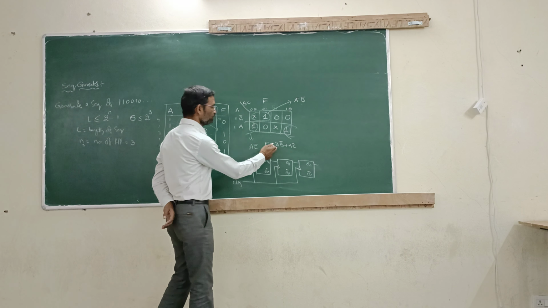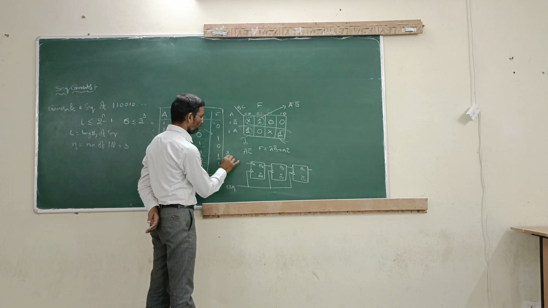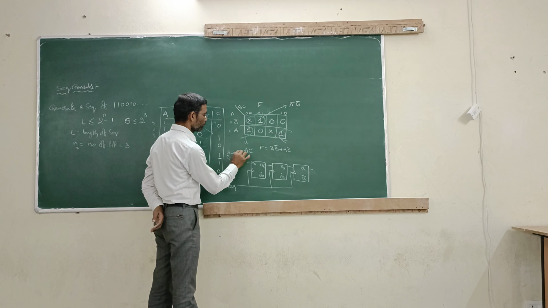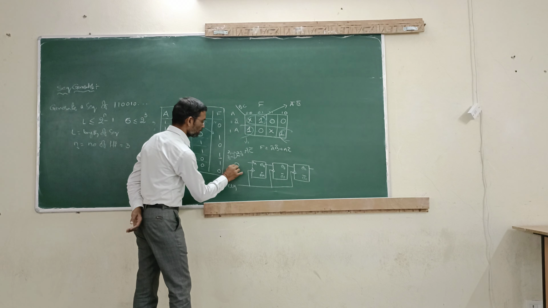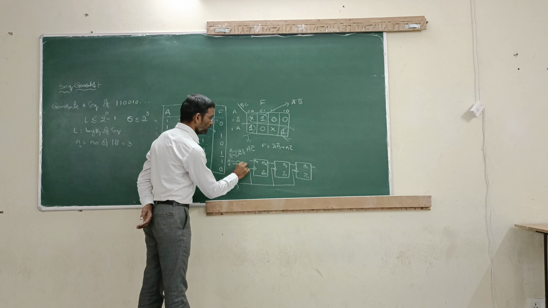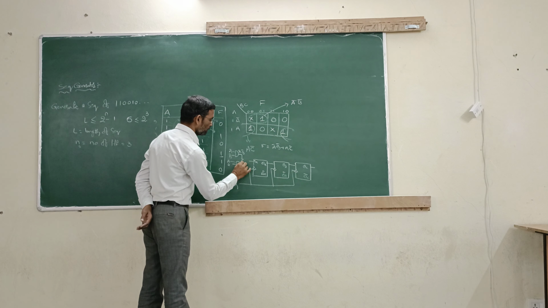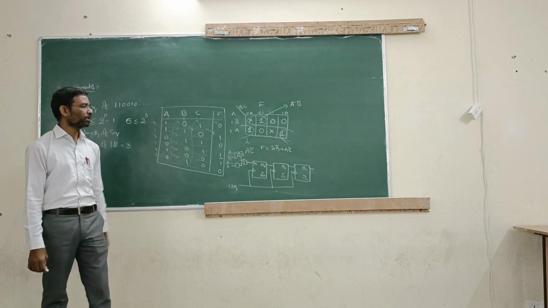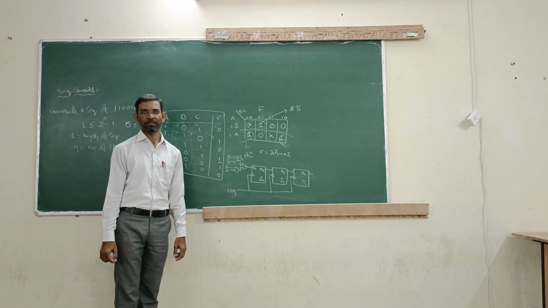And here we are getting the expression for f is equal to A bar B bar plus A C bar. I am going to give these two to one AND gate, so that it generates A bar B bar, and the second one is A C bar. And these two terms are connected to one OR gate, so that it generates the final expression f is equal to A bar B bar plus A C bar. Thank you.